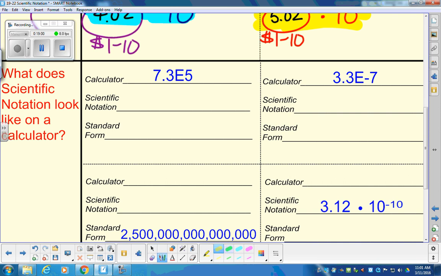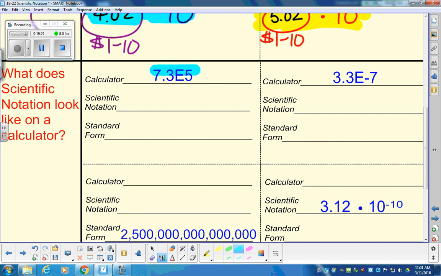And the reason why the calculators have to make their notation a little bit different is the calculator only has space for 9 to 10 digits on the screen. Therefore, if it exceeds that, the calculator has to adjust to give you some sort of readable answer. Same reason, it needs to give you an answer that's readable when it runs out of screen space.